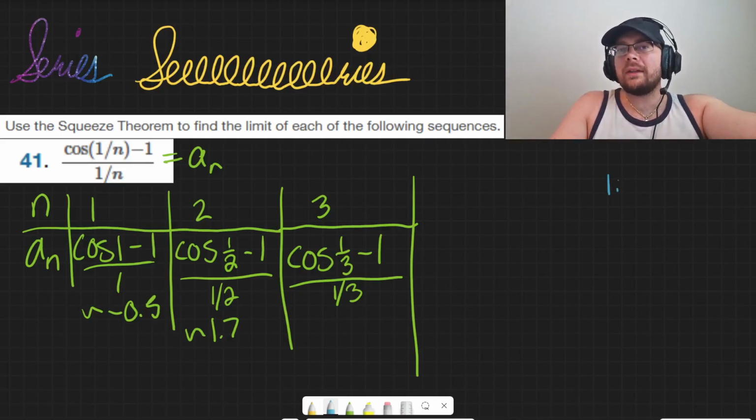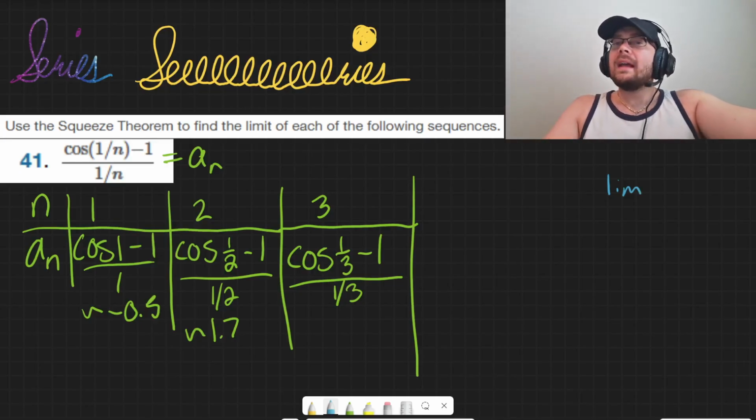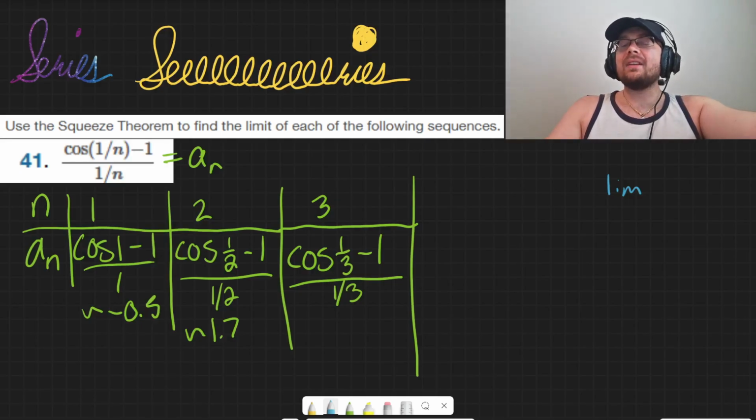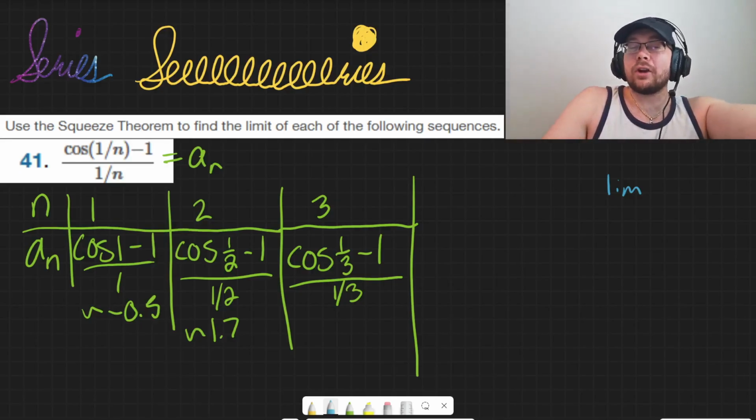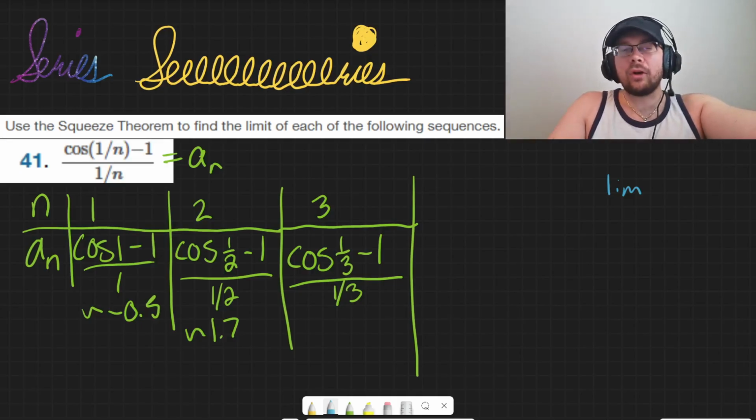So when they say find the limit of each of the following sequences, or if they say it a different way, they might say see if the sequence converges or diverges. If they say that, they're also looking for the limit as n goes to infinity. And if they don't specify the limit, then you assume it's a limit to infinity.